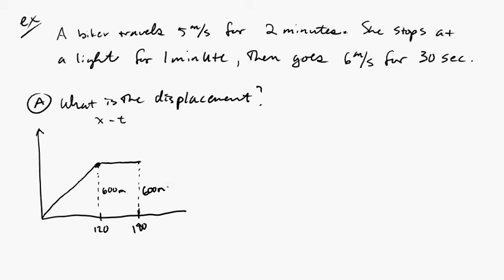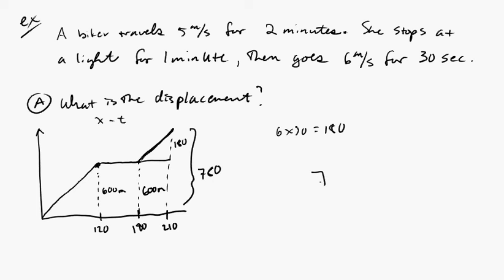And then for 30 seconds, so up to 210, she travels 6 meters a second. Now, 6 meters a second, if you do 6 times 30, that would give you 180 displacement. But we are already at 600 meters. And so the total displacement here would be an additional 180 plus the 600, so it would be 780. So for the total displacement, we did it in pieces. We figured out how far she would have traveled in each time period, and we found 780 meters.